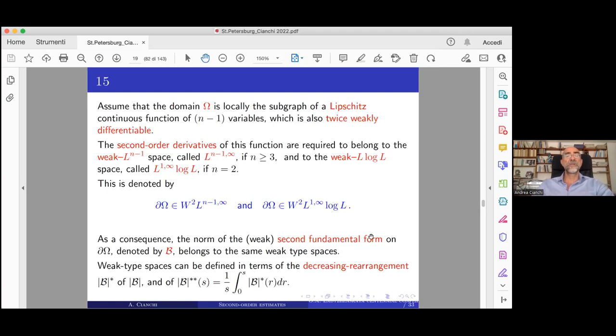And the weak spaces can be defined in terms of decreasing rearrangements of this fundamental form of this norm, which I denote by B sharp, or more precisely by B double sharp, which is this expression and is basically a maximal function associated with this. So in most cases, using B sharp or B double sharp doesn't make a difference. It only arises when dealing with these L log L weak spaces.